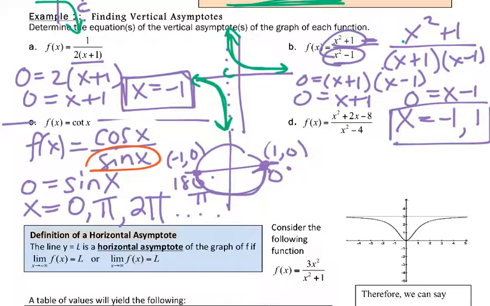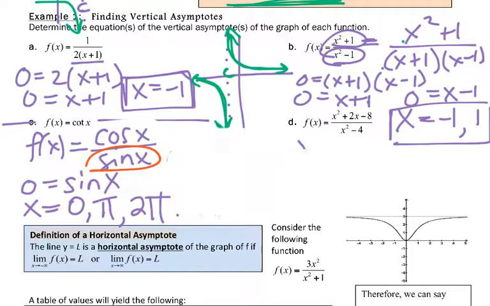So this is a pattern. I'm going to erase this just so we have a little more room. It can be expressed as pi k, where k is an integer. Remember that kind of notation? The important part is pi k. The integer, k being an integer, is sort of implied.